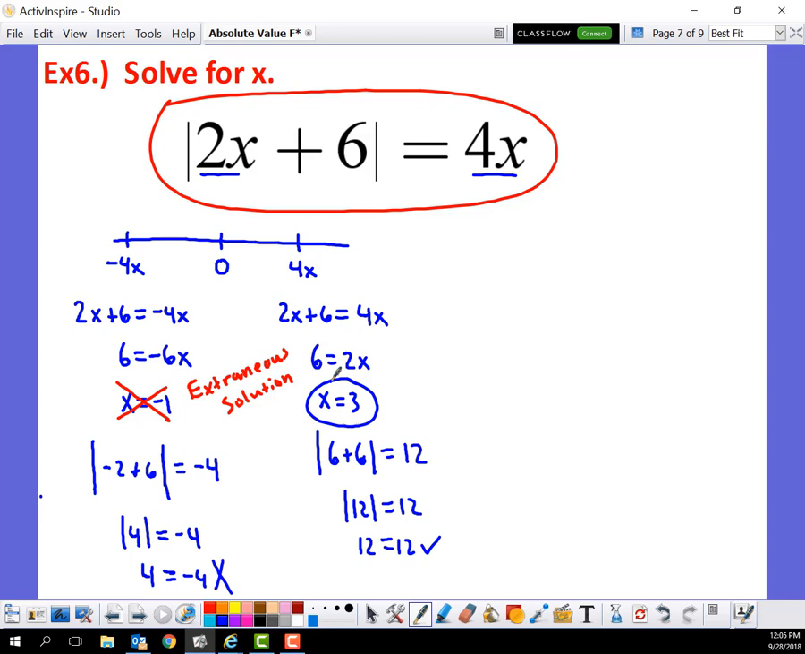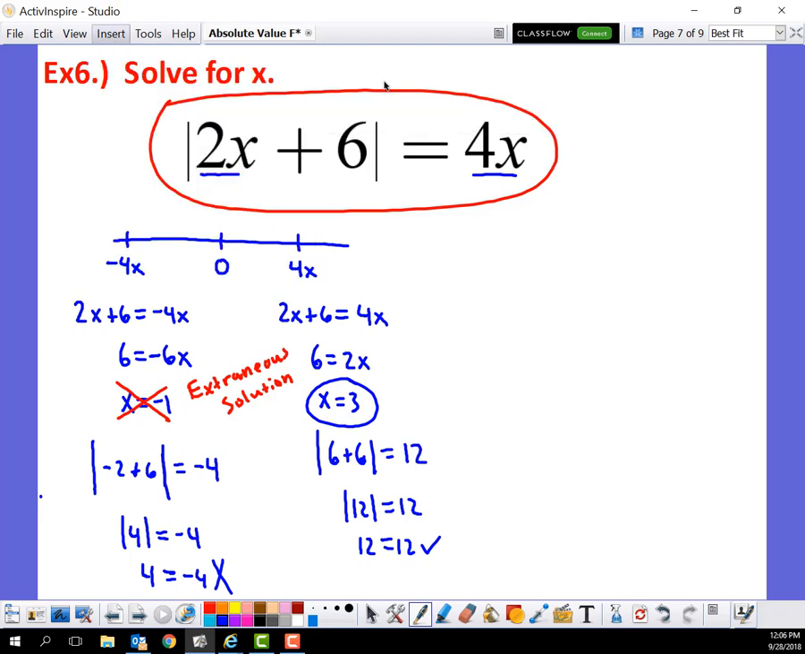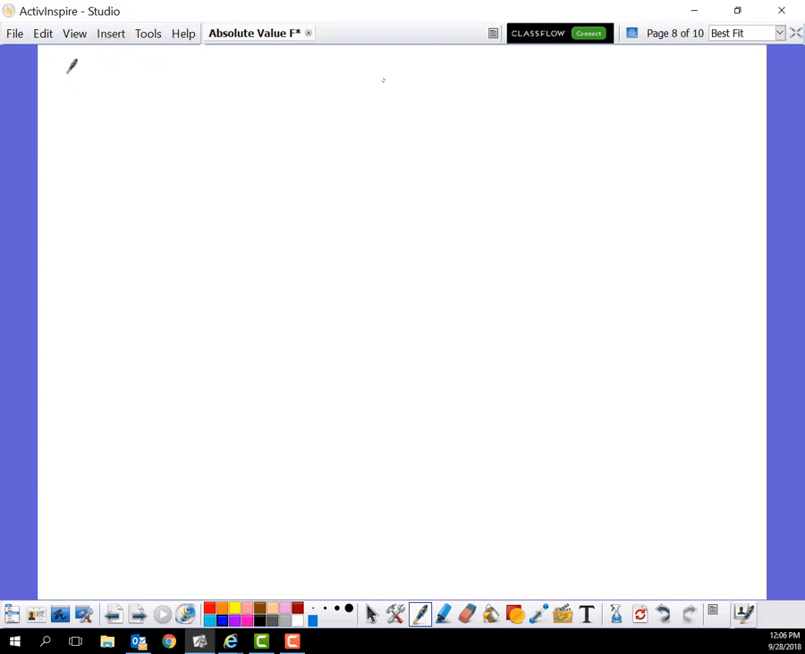Okay? All right, as I'm going through this, I think I can think of one thing that I did not already go over with you. So I'm going to do an extra problem here. Let's call this example 7. Same direction, solve for x. I'm going to show you what happens when you have a number in front of an absolute value.